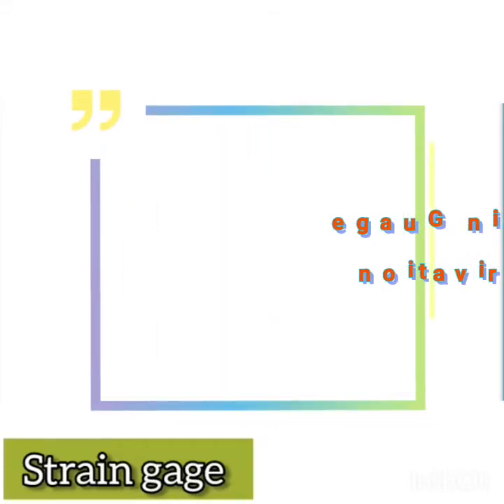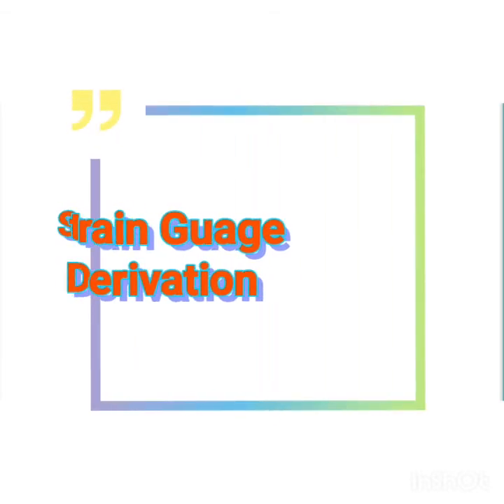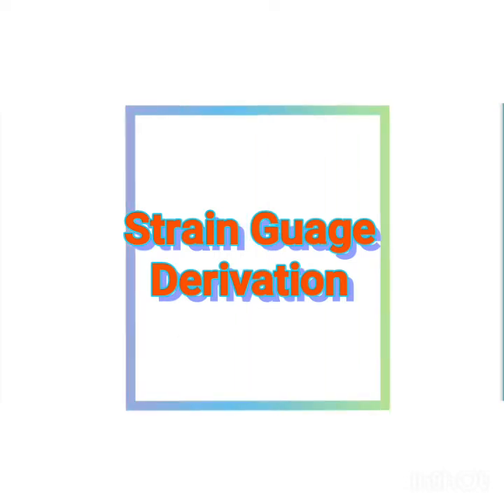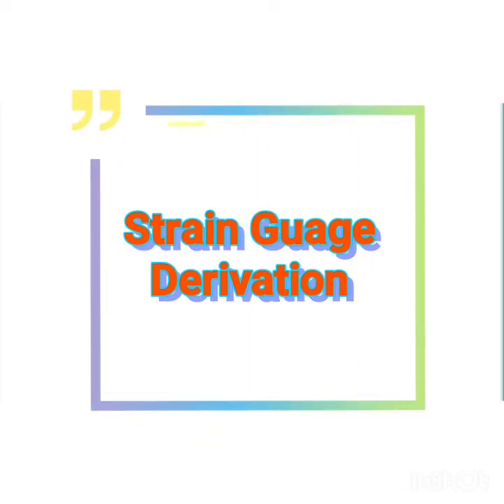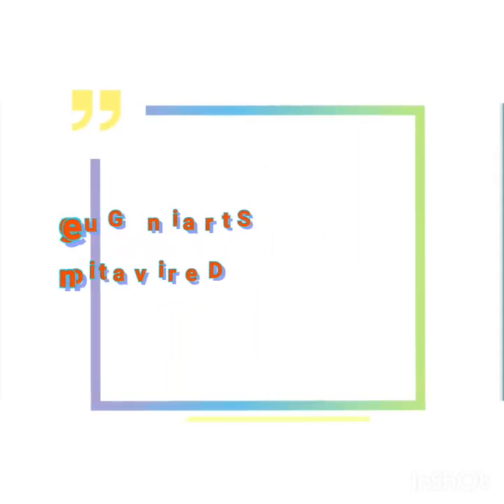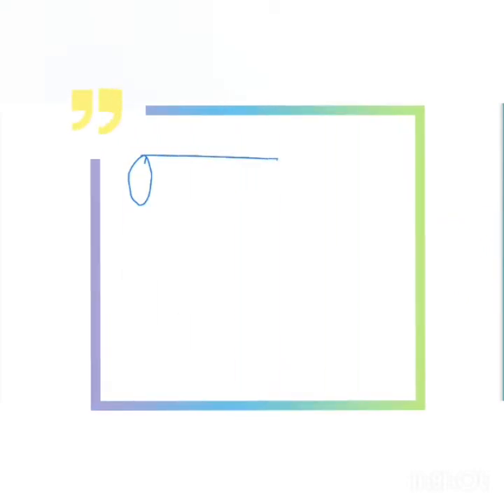Hello everyone. In this video, we'll try to explain how the resistance and area as well as the length of a conductor are related to each other. To help us understand that, we'll have a small diagram through which we'll try to understand the relationship between resistance and area and length.